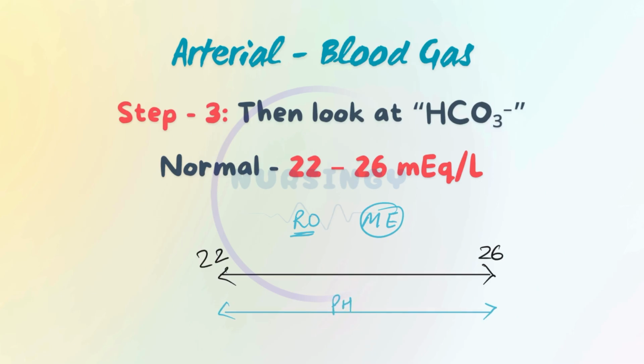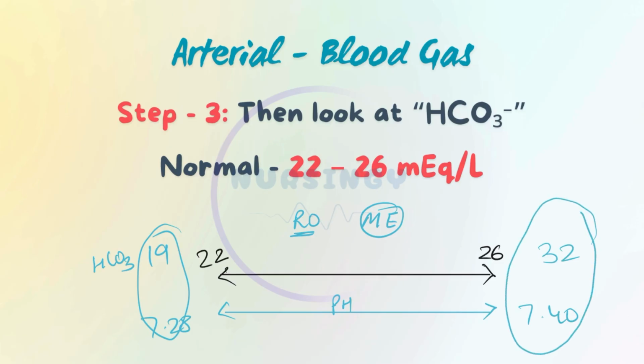So if the pH is 7.28 and the metabolic component, HCO3, is 19, falling on the same side of the arrow, then it will be metabolic acidosis. If someone comes with a pH of 7.50 and HCO3 of 32, they are falling on the same side, alkalosis. So pH is alkaline, and metabolic is on the same side.